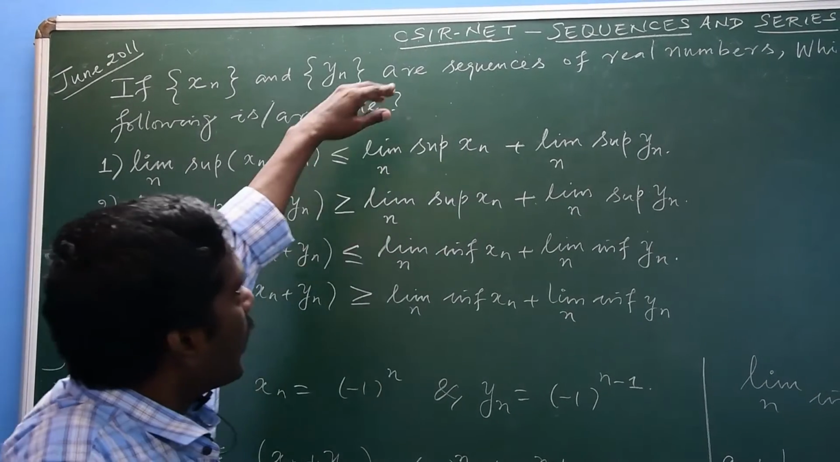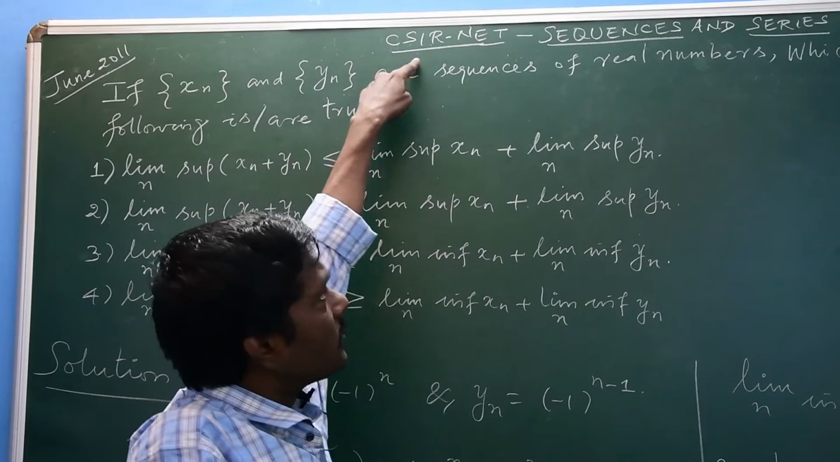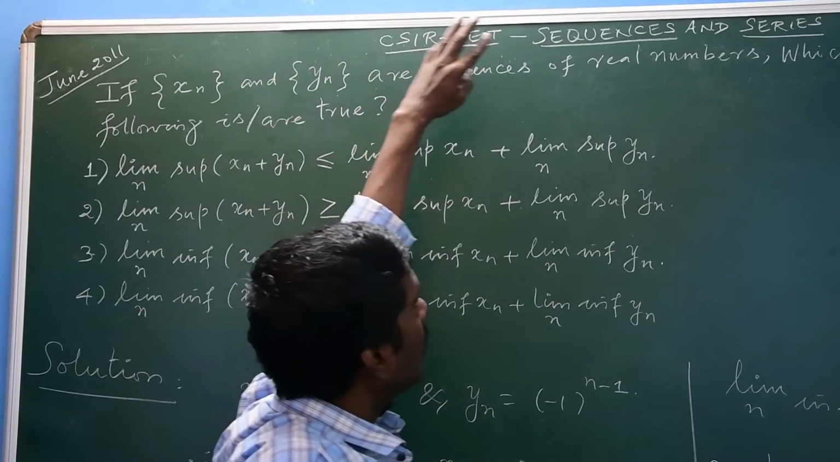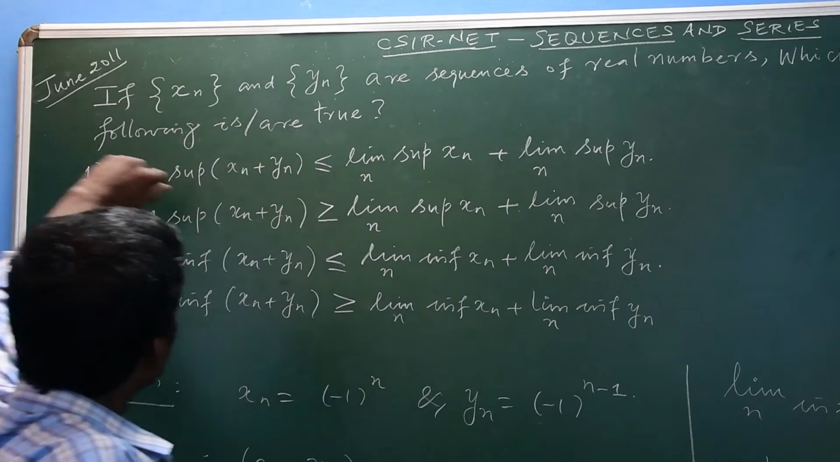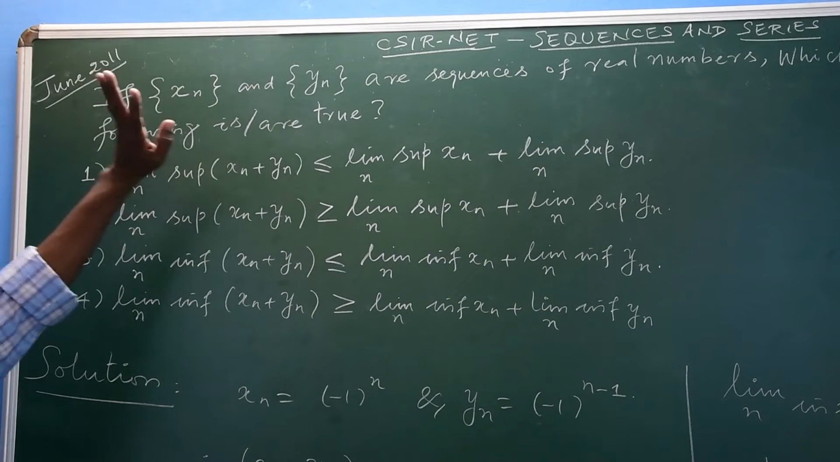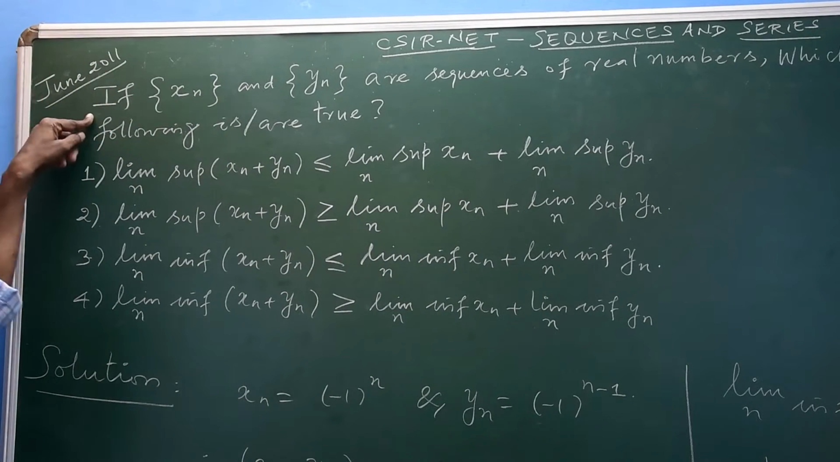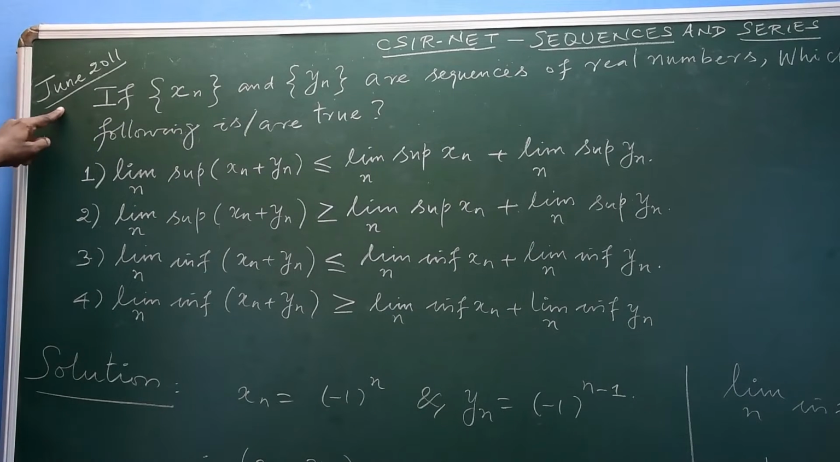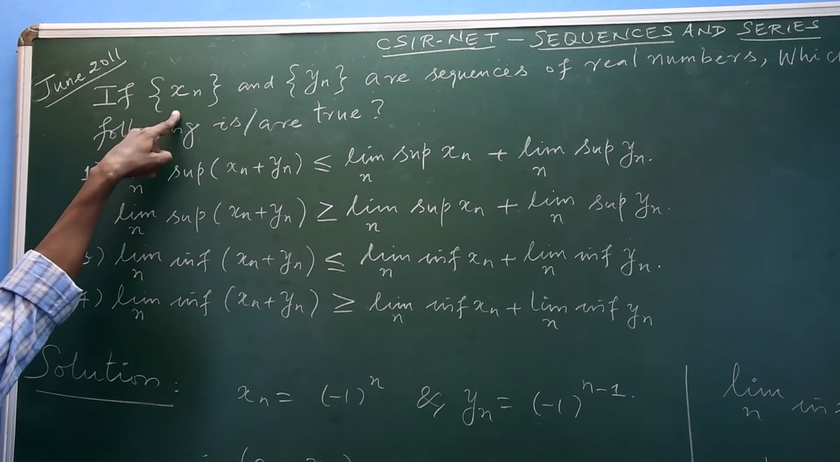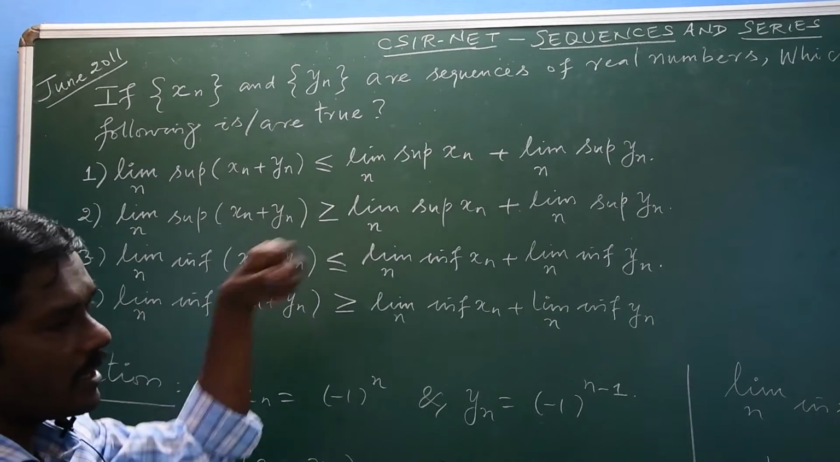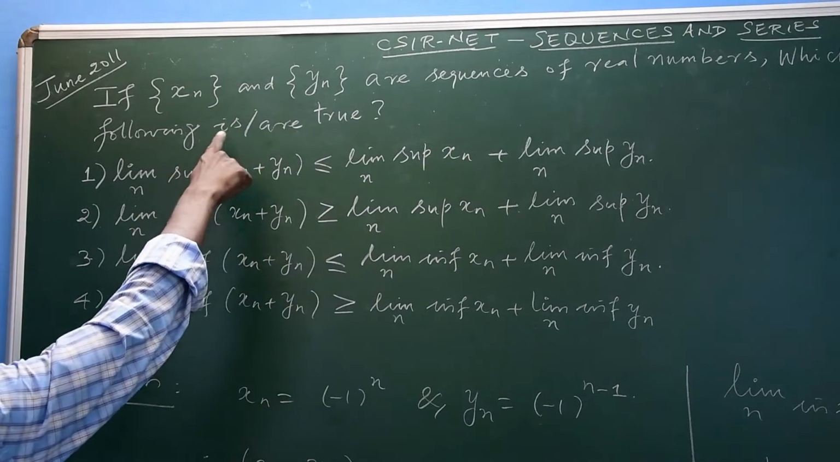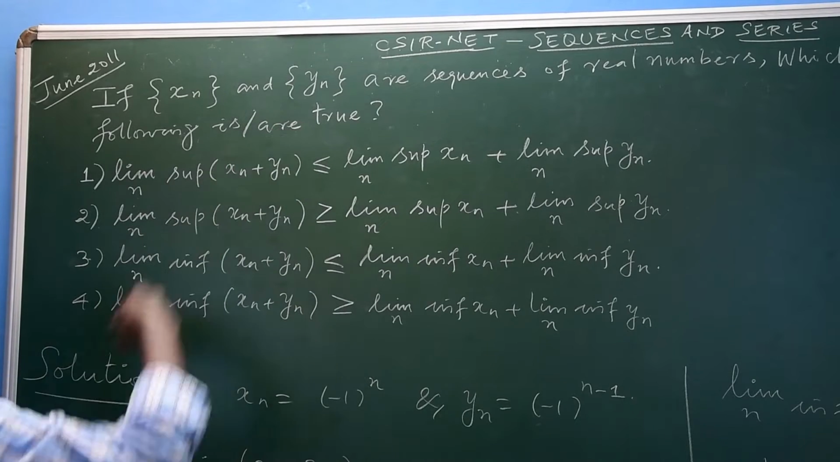Welcome friends. We have been doing problems on CSIR-NET, problems on sequences and series of real analysis. In fact, real sequences and real series. Now we solve a question which was asked in June 2011. The question is, if xn and yn are sequences of real numbers, which of the following is true?